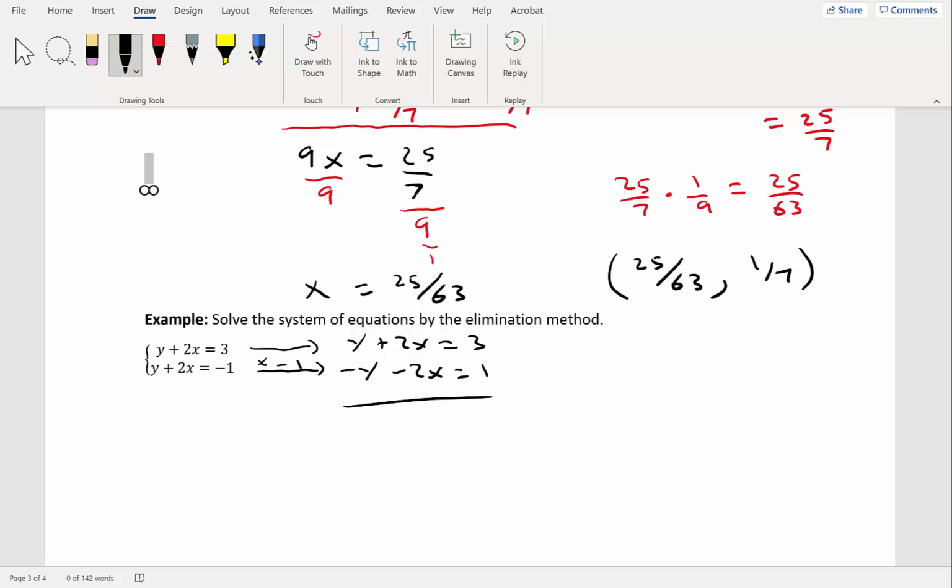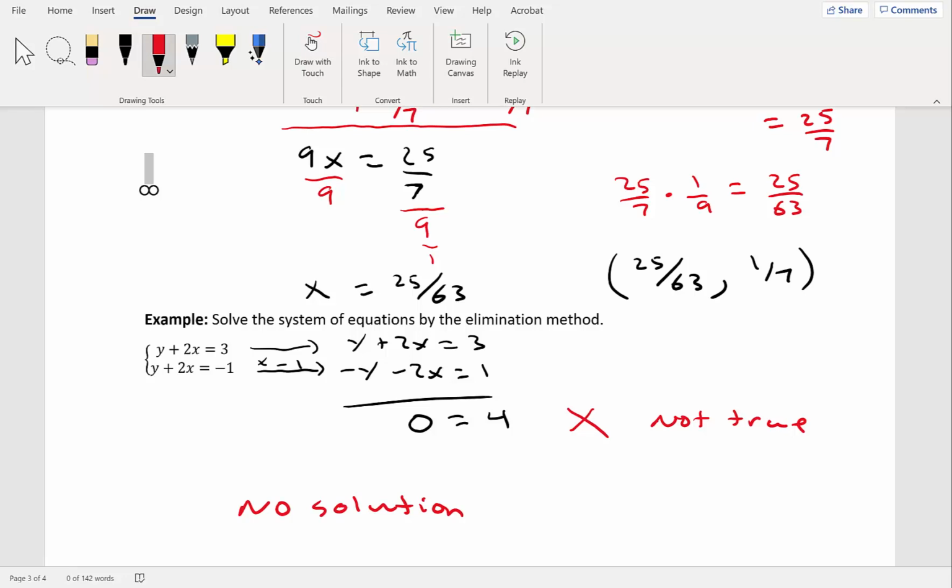And now in this case, let's take a look at what happens. y and negative y cancel out. 2x and negative 2x cancel out. So I'm left with 0 equals 4. So in this particular problem, both of my variables canceled out, and I'm left with this statement that's not true. So what we have in this case is no solution.